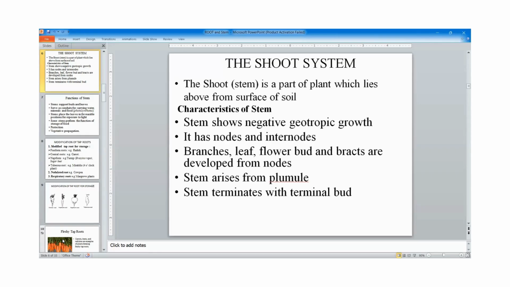Characteristics of stem. One, stem shows negative geotropic growth. That is, they grow against the law of gravity. Stems have nodes and internodes. Nodes are the parts of attachment of leaf to the stem, and the distance between two nodes is called internode. Branches, leaves, flower buds, bracts are developed from nodes. Stem arises from the plumule, and stems terminate with a terminal bud.